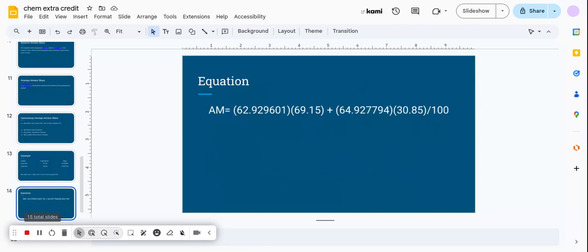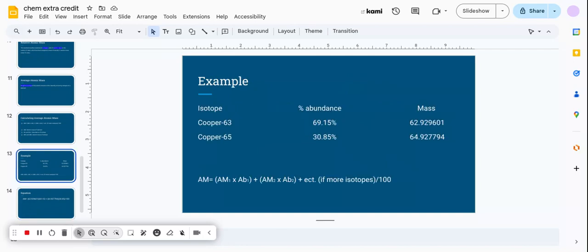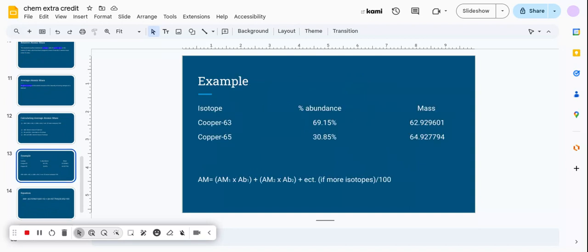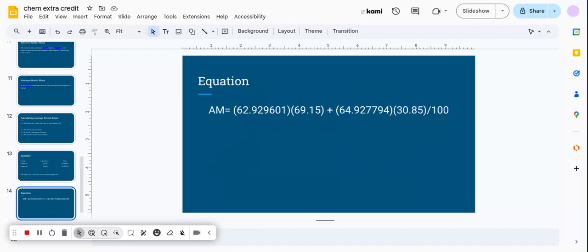So if you plug all those numbers in, you should get 62.929601 times 69.15. Then you add that to 64.927794 times 30.85, and you divide that all by 100. And those numbers were all taken from up here. The 69 and the 62 is being multiplied together because they are both from the same isotope, and same goes for the second one, the 30% and the 64 are grouped together.